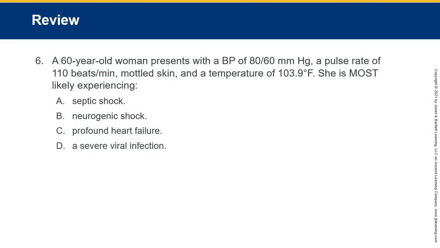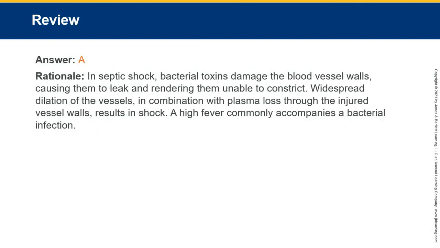A 60-year-old woman presents with a BP of 80/60, a pulse rate of 110, mottled skin, a temperature of 103.9. She's most likely experiencing what? So you should be asking yourself why they actually gave you a temperature here where they don't in almost every other question. And the only actual type of shock here that we talked about that actually involves a temperature is going to be septic shock. So the answer is A.